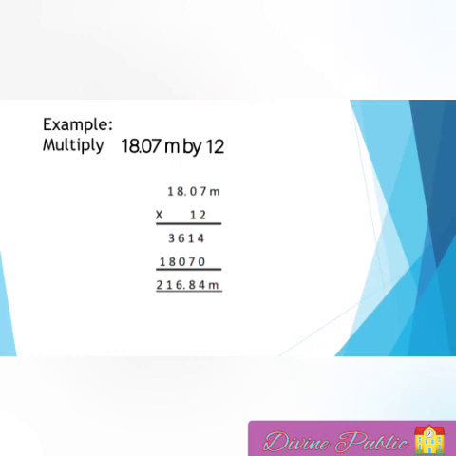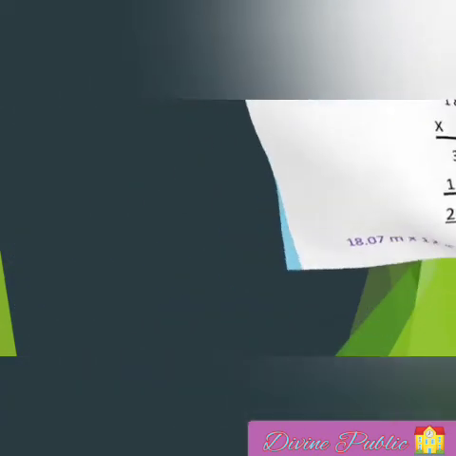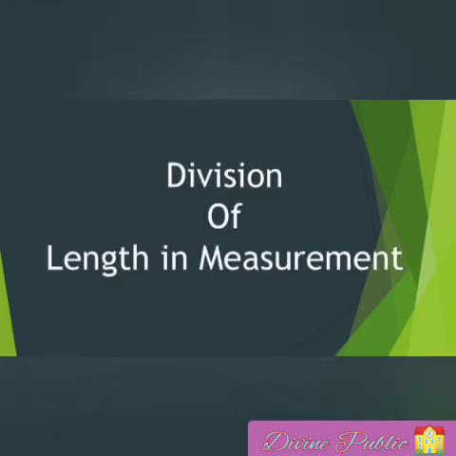And finally, insert the decimal at the hundredths place. So the answer will be 216.84. Finally, we got the product: 18.07 meter multiplied by 12 is equal to 216.84 meter. Now dear friends, let us move to the last part, that is the division of length in measurement.